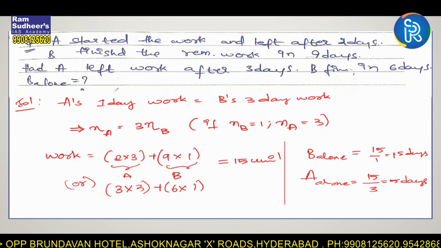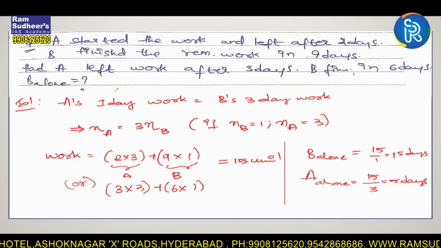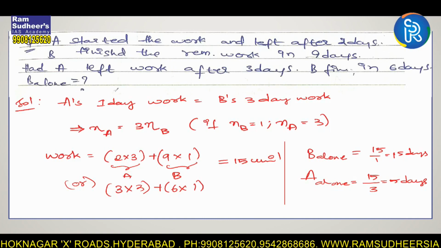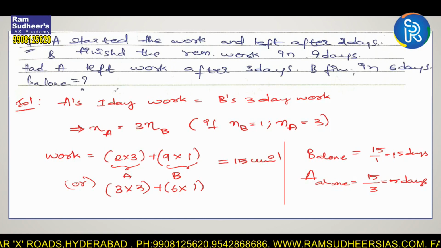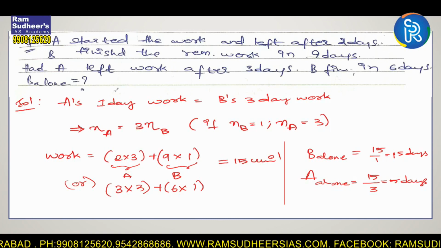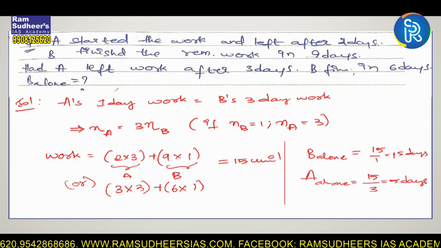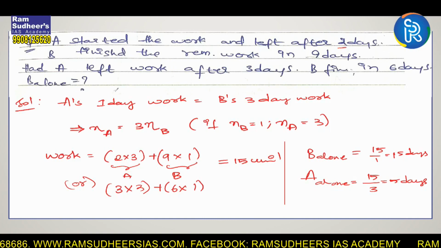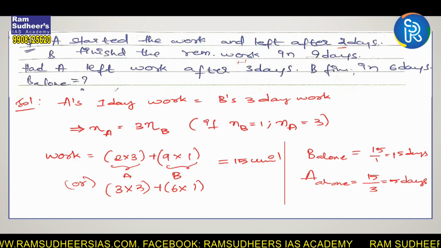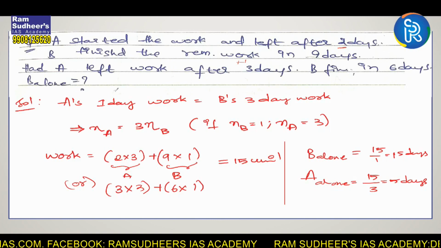A started the work and left after 2 days. B finished the remaining work in 9 days. Had A left work after 3 days, B would finish the work in 7 days. How many days would B alone take to complete the work? I think you have understood the question, my friends. From the question, it is clear that when A is working for a day more, 2 to 3, when A is working for 1 day more, B is finishing the work in 3 days lesser.